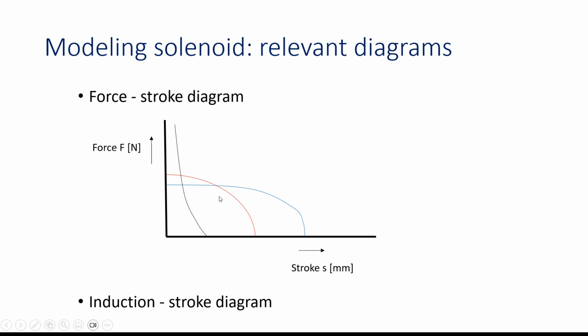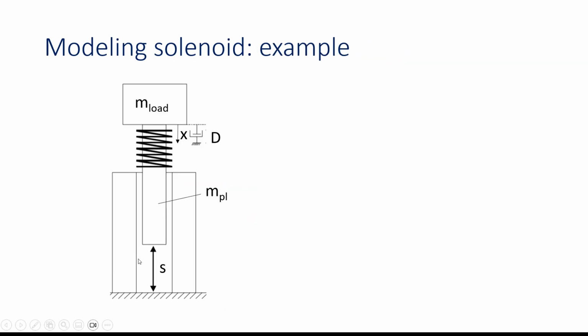We want to use two diagrams, the relation between the force and the stroke and the inductance and the stroke, within our model. And of course we have to add the load to the solenoid and also keep that in our model to get the complete modeling of our system. In this situation we have an example of a solenoid which is mounted in a vertical position. Of course you can also have a horizontal position or even other positions, but we take this as an example.